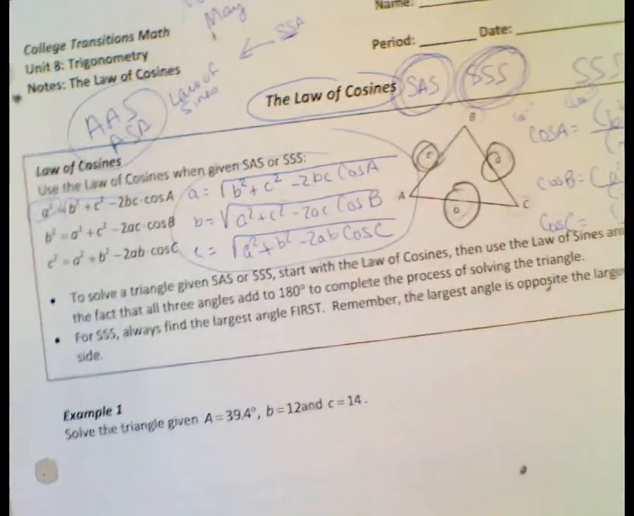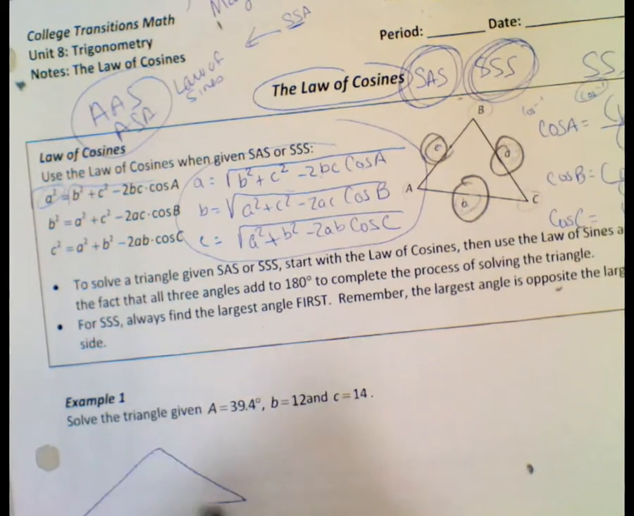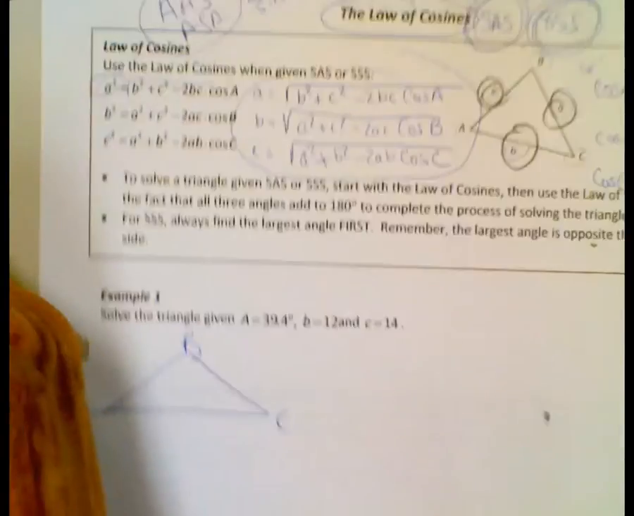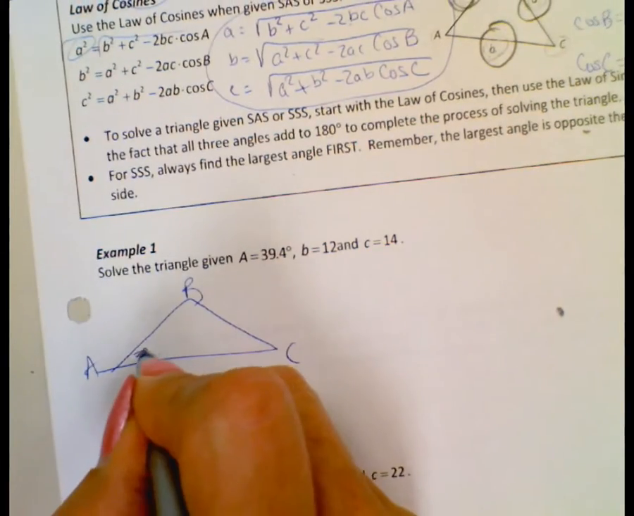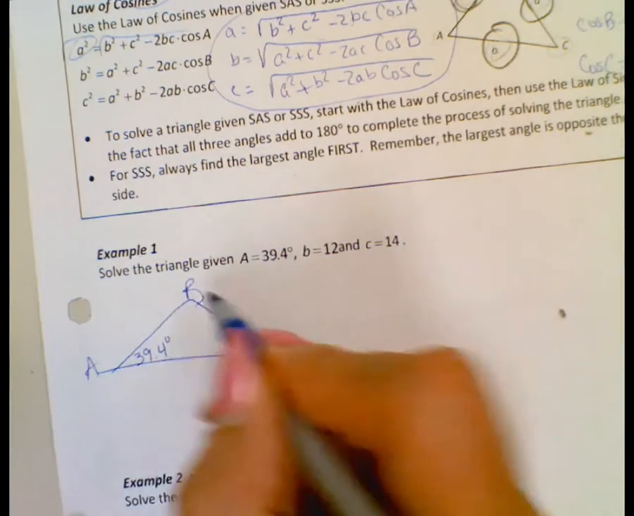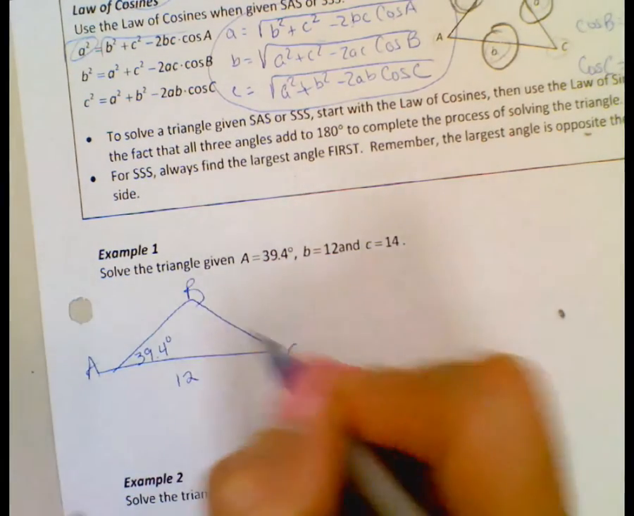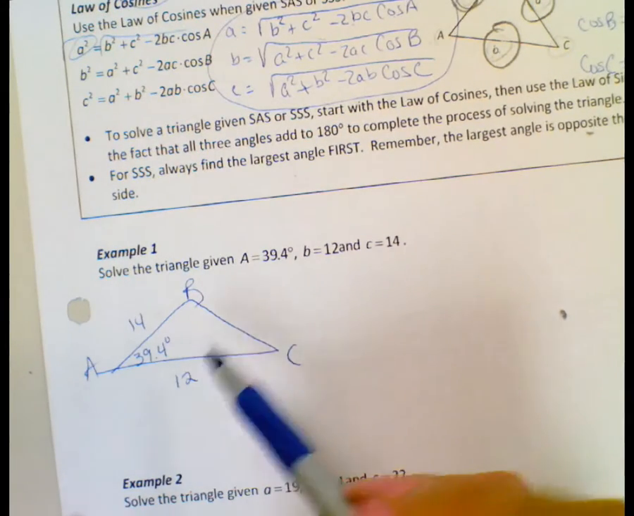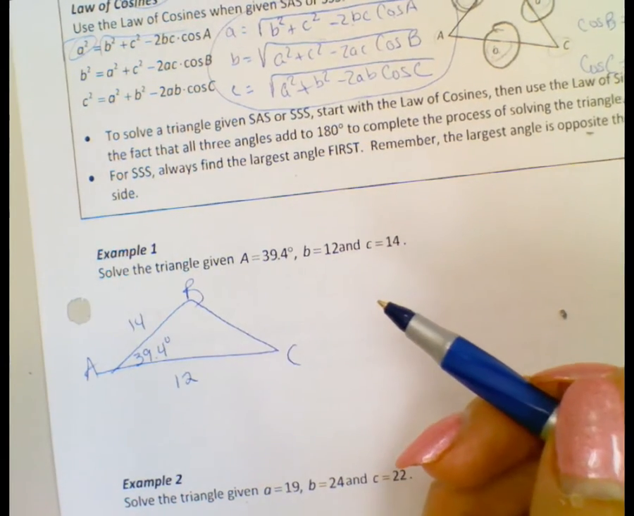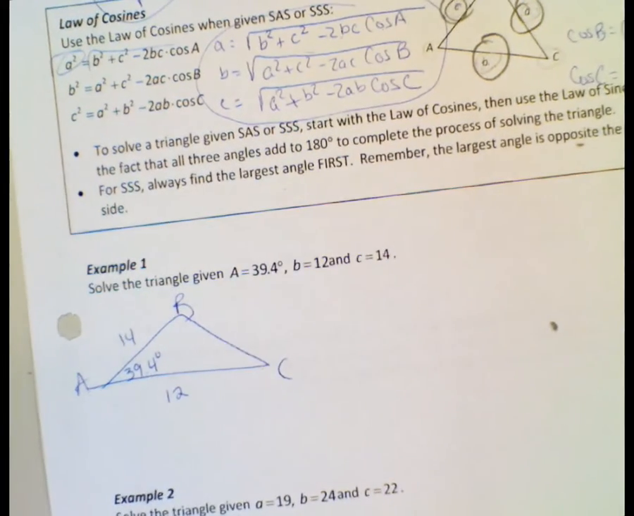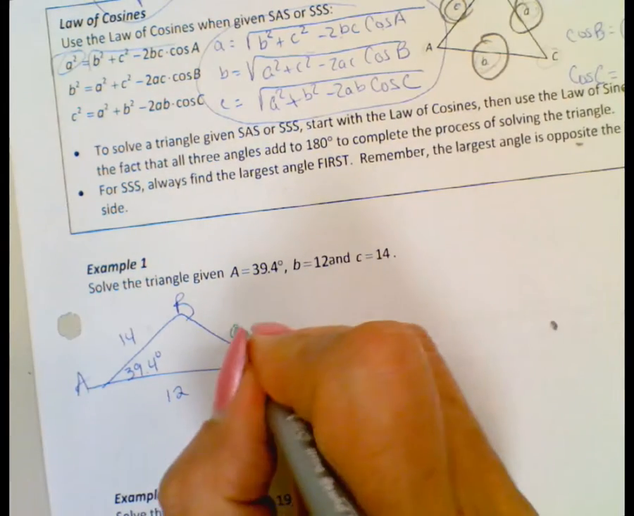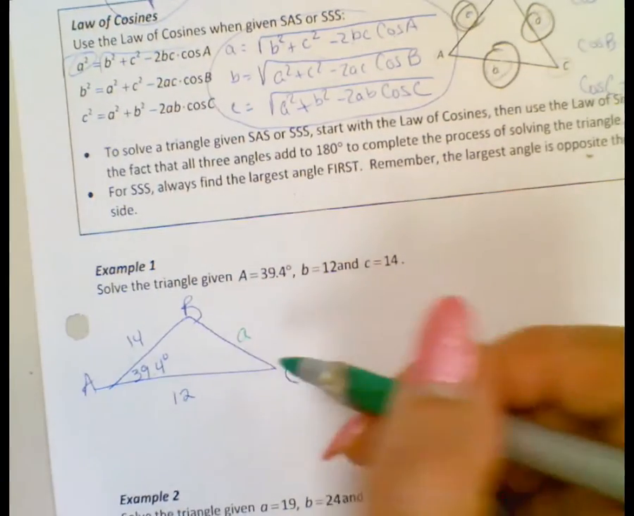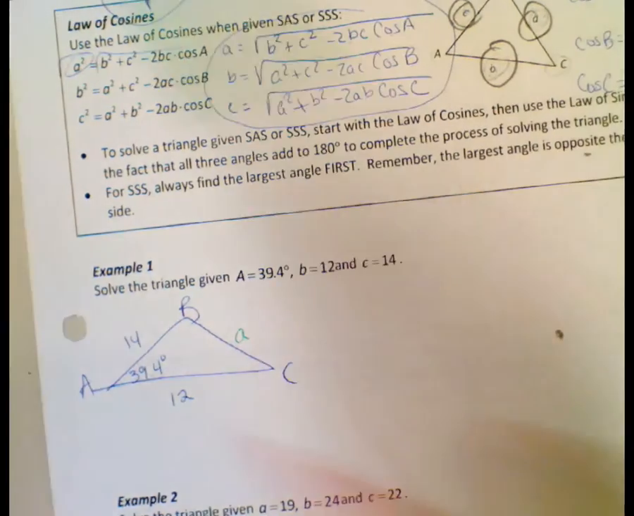So, example 1, solve this triangle. Let's draw it out. We have A, B, C. Angle A is 39.4. Side B is 12. Side C is 14. So this is considered SAS. Everything's in the corner. So the side that you're going to solve for is side A. You're solving for that side first. Okay, it doesn't say solve for A, but you have to solve for the third side first. So our first step is solve for side A.